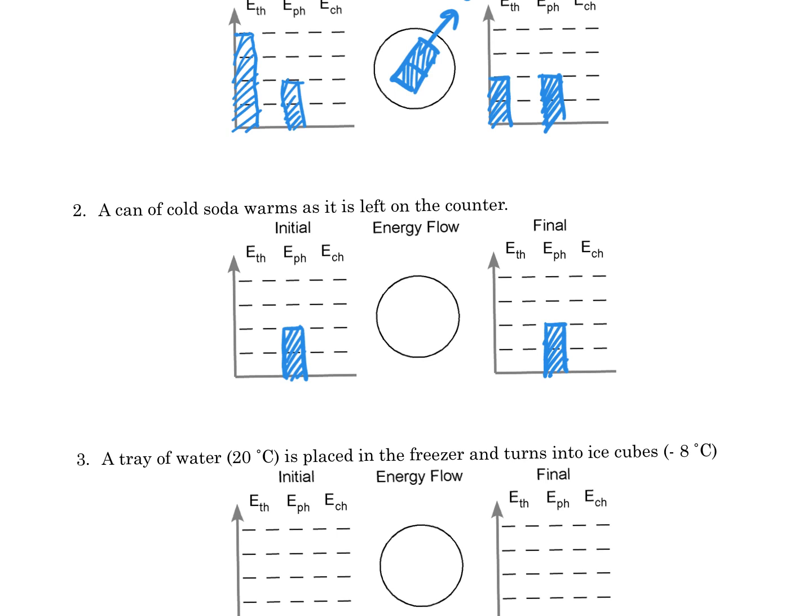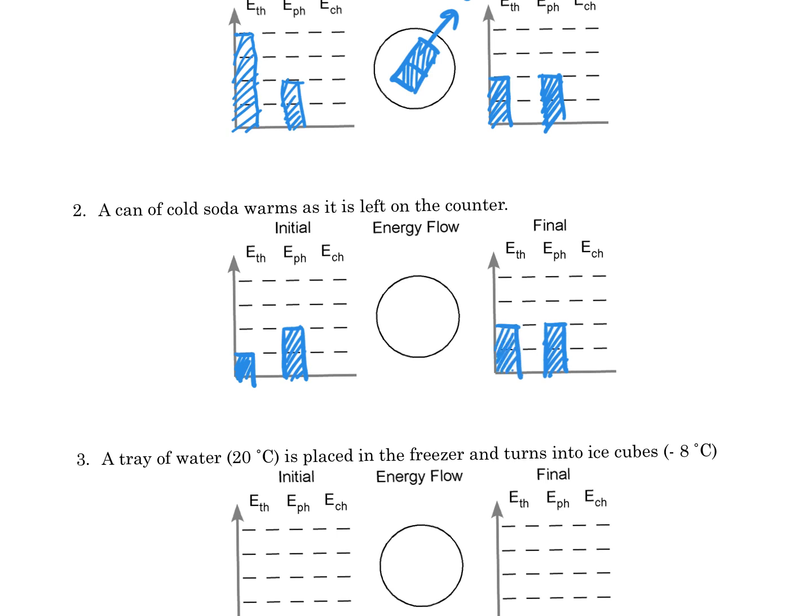All right, we've got cold soda. Well, since it's cold, it's below room temperature. And since room temperature is 2 bars of thermal energy, I'll put this as 1 bar of thermal energy. And this cold can of soda is going to warm up to room temperature. So in the end, we're going to end up with 2 bars.